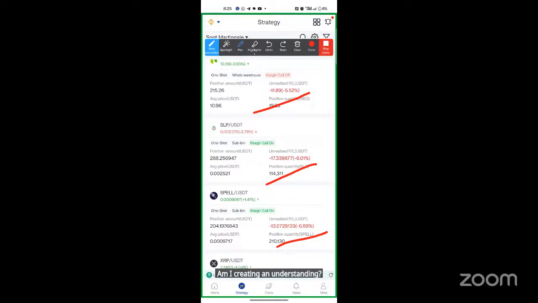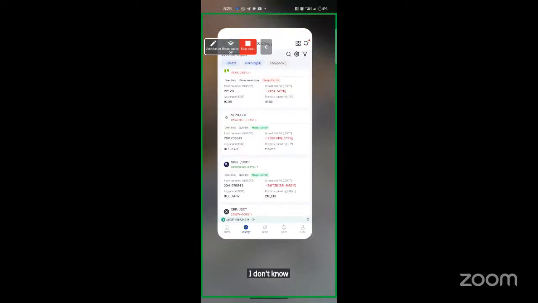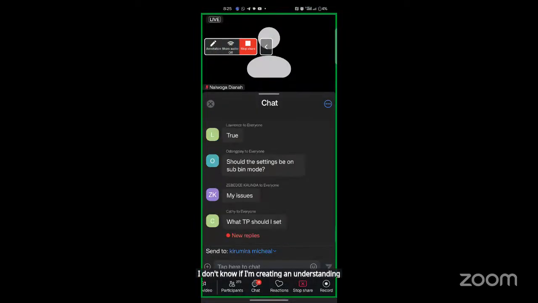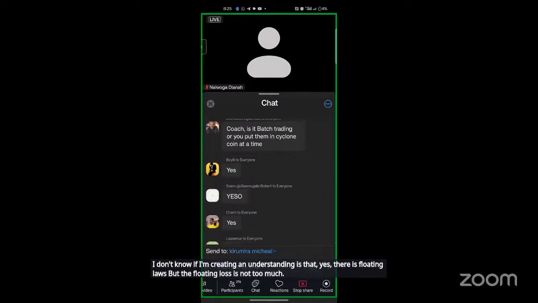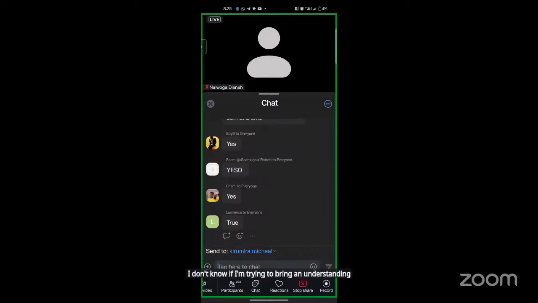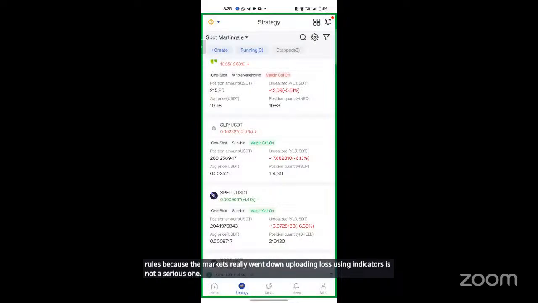The other thing I have, because I test things, is that I have discovered that even when the markets go down, the loss is not too much. Yes, there is floating loss, because the markets really went down, but the floating loss is not too much. Floating loss using indicators is not a serious one because I'm not changing anything.